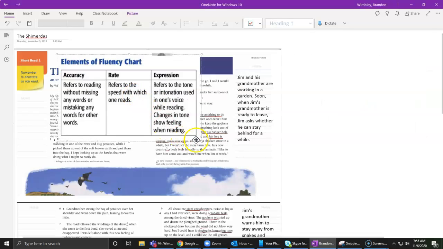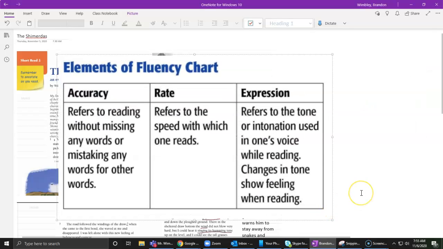We have this chart right here that I'm going to make a little bigger for us. It's our elements of fluency, our elements of how we read like it was meant to be read. Our first is accuracy, which means reading without missing any words or mistaking any words for other words, basically saying the correct words that are written there. Next is our rate, which is how fast we read. And our last one is expression, the tone that we use when we read.